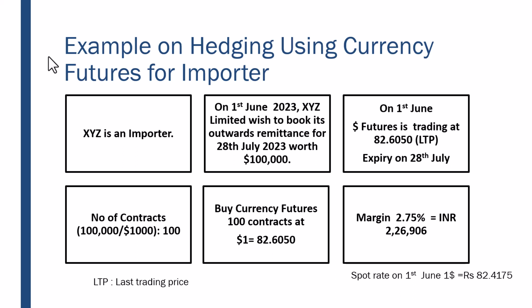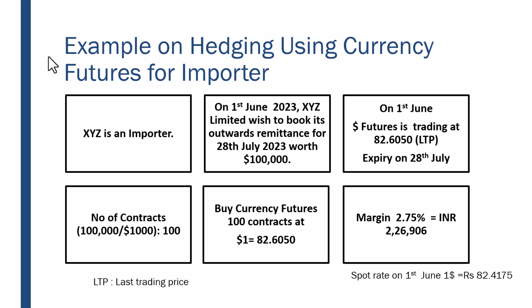On 1st of June 23, XY Limited wishes to book its outward remittance. So that means this guy has to pay someone $1 lakh. When? On 28th of July. So instead of going to the bank, he went to the stock exchange. And he saw there was some contract which was expiring on 28th of July. Fine. Okay. So he said, okay, let me just book a contract.